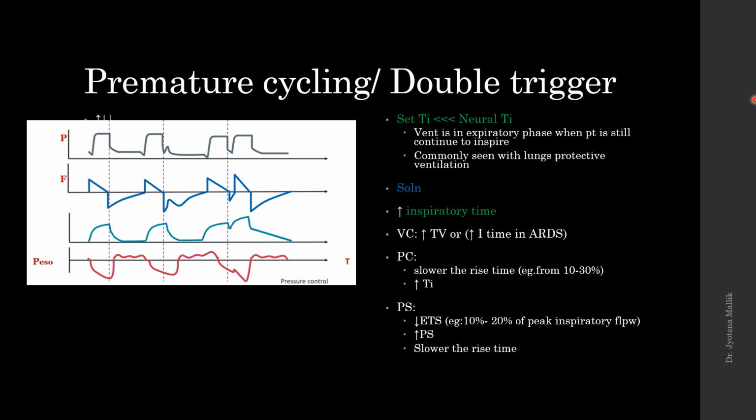So again in this we have to see the cycling. In volume control mode we have to increase the tidal volume so that the TI time increases. In pressure control mode we can increase the TI time, or we can slow the rise time. In pressure support mode, we can decrease the expiratory trigger sensitivity or increase the pressure support so that more tidal volume can be generated and more time for inspiration, the TI time.